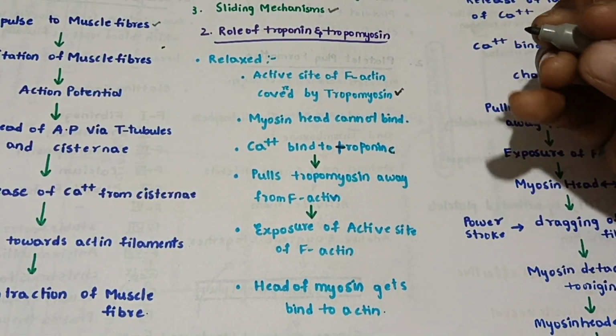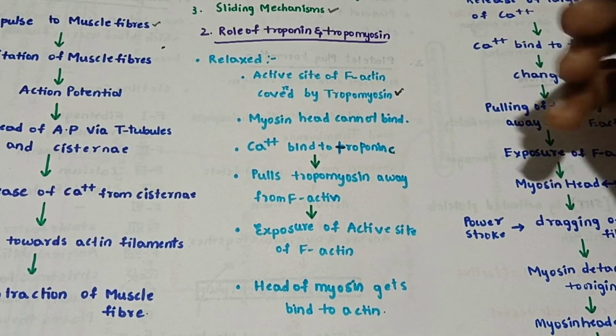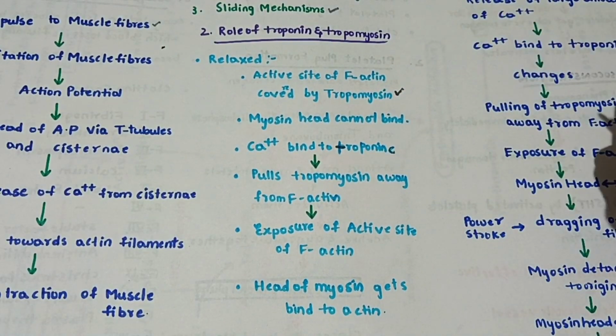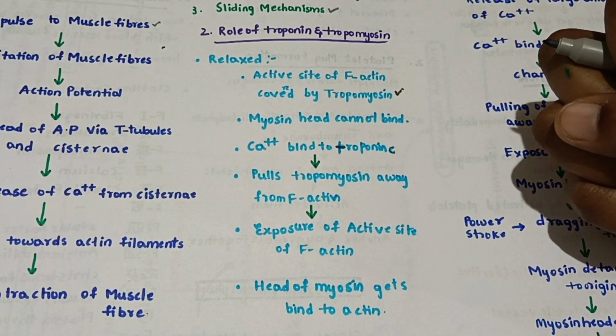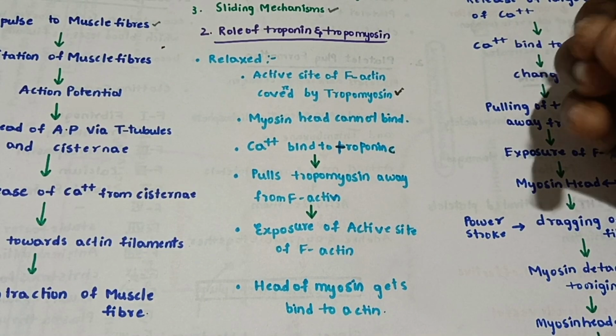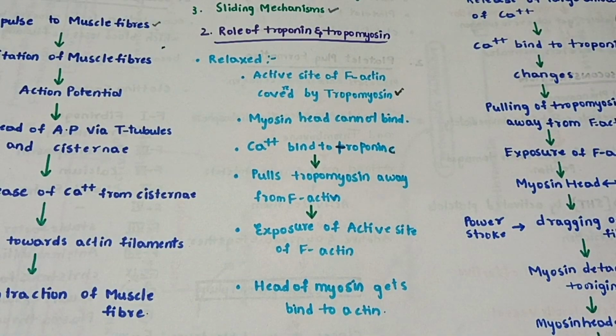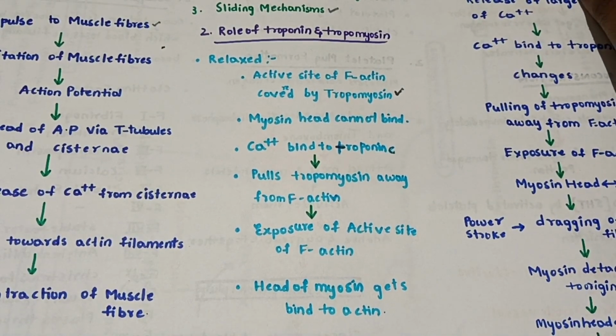Whenever calcium is released, it binds to troponin C, which pulls the tropomyosin away from the active site of the F-actin. That leads to exposure of the active site of F-actin. Then the head of myosin gets attached to the active site of F-actin. This is the role of troponin and tropomyosin.